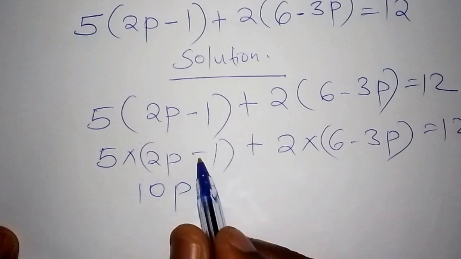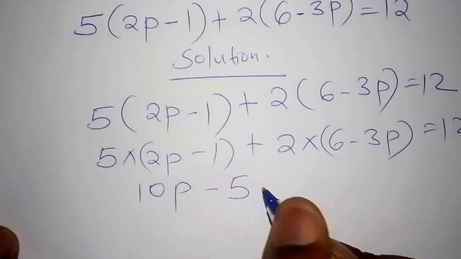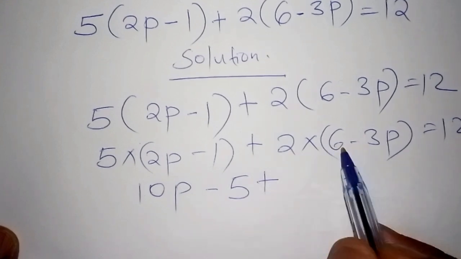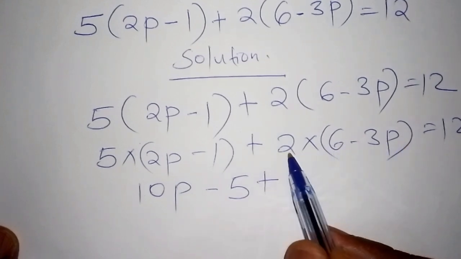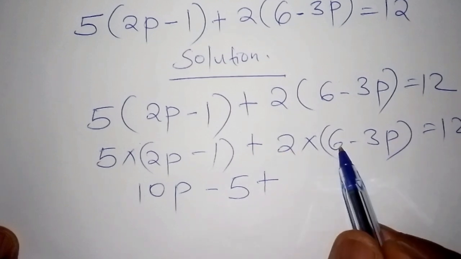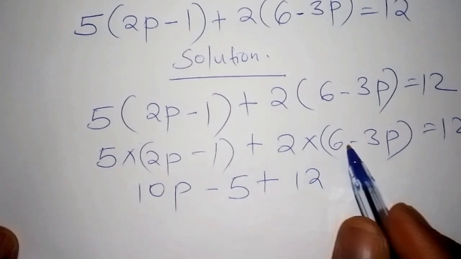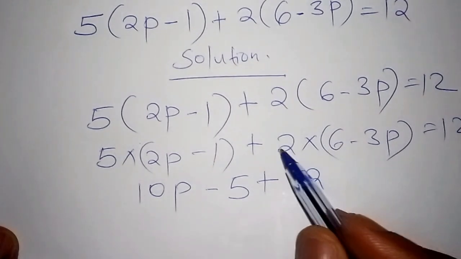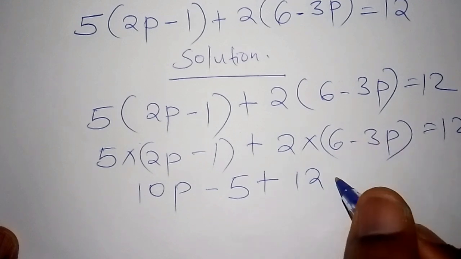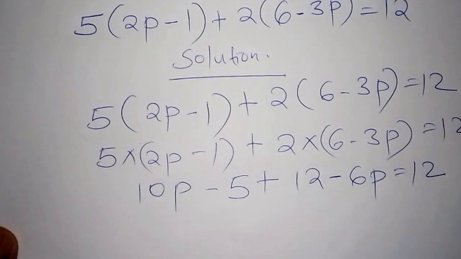So 5 multiplied by negative 1 is negative 5. So we shall have our negative 5 there. Then add 2 multiplied by 6. So let's also open this bracket by multiplying 2 by the numbers inside the bracket. So 2 multiplied by 6, we shall have positive 12. Then also we shall have positive 2 multiplied by negative 3, that is negative 6p, is equal to 12.